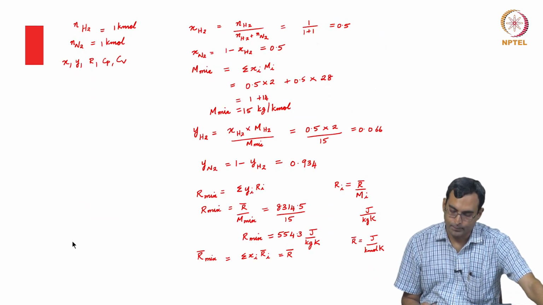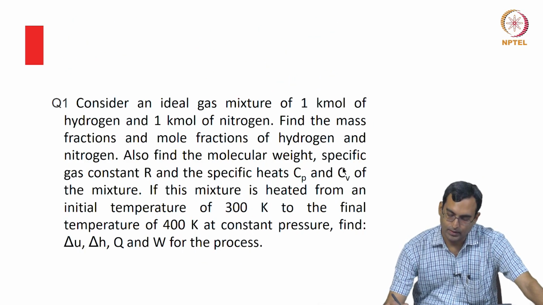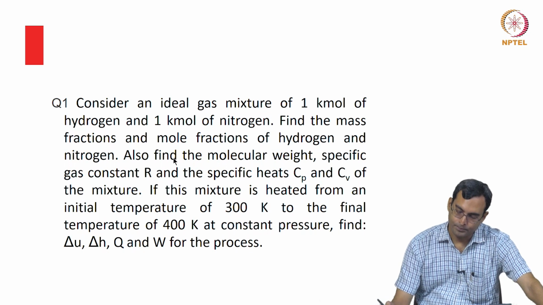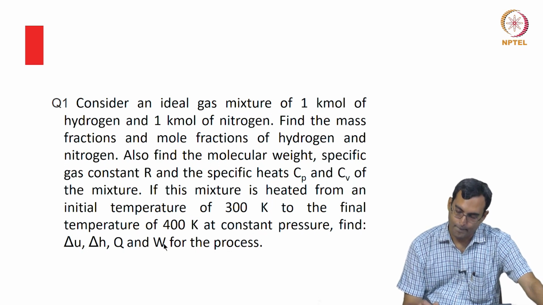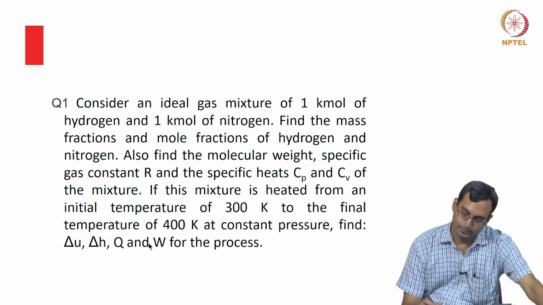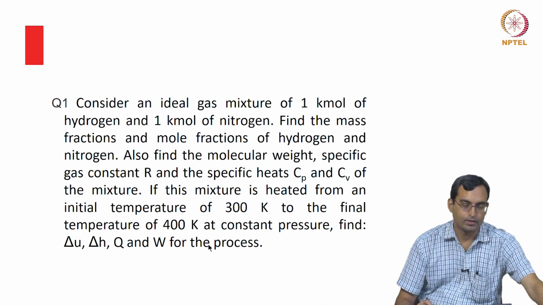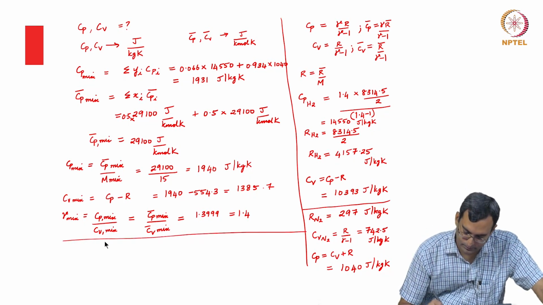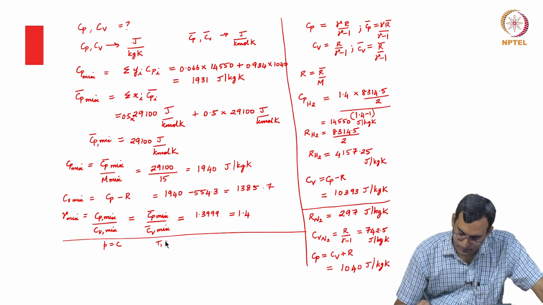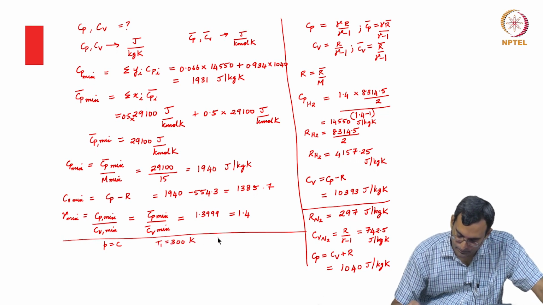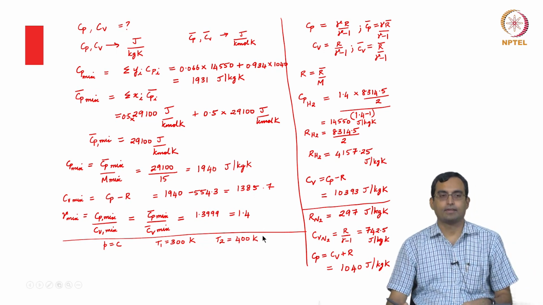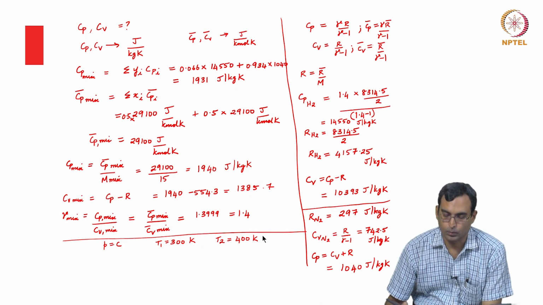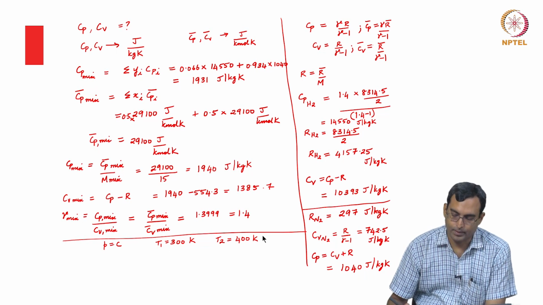So, after finding out this, we have now the Cp values, we have the Cv values, we have the gas constant. What we are asked to do is to find out delta U, delta H, Q and W if this mixture is heated at constant pressure from 300 Kelvin to 400 Kelvin. So, we now have a constant pressure process. We are asked to find out the change in internal energy, change in enthalpy, the work and the heat transferred.